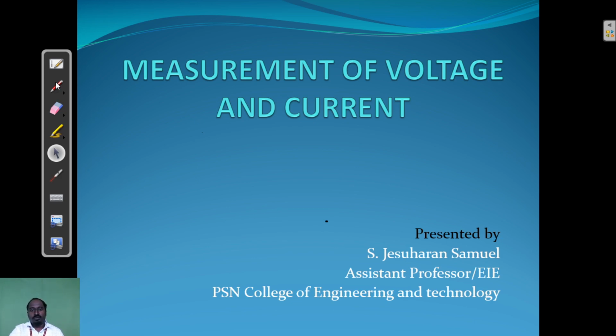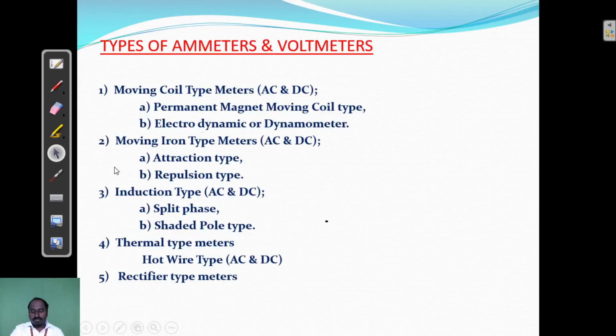So now I am going to present to you a lecture on measurement of voltage and current. Where is the measurement of voltage and current needed? It is needed in electrical measurements. There are the electrical field and the electronics field, and there are some differences between both the fields. Now we are going to see how voltage and current are measured in the electrical field.